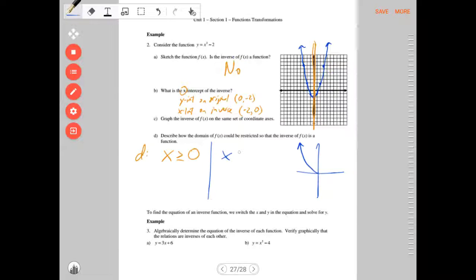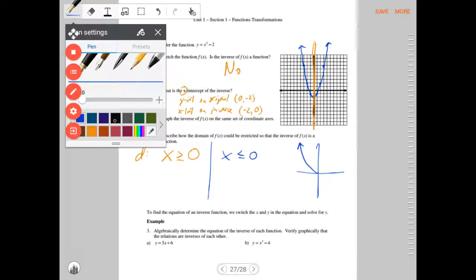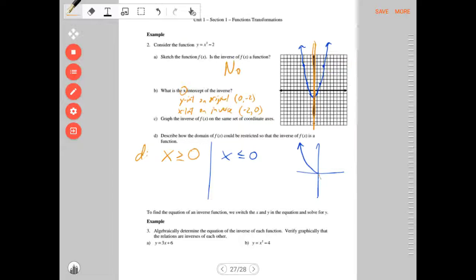So we could say that x is less than or equal to 0. When I do the inverse of that one, that side just looks like this now, which is still a function. So the idea is you restrict the domain right down the axis of symmetry, and you make it either bigger or smaller than that. That restricts the domain of the original, so that when you take the inverse of it, the inverse will still be a function.